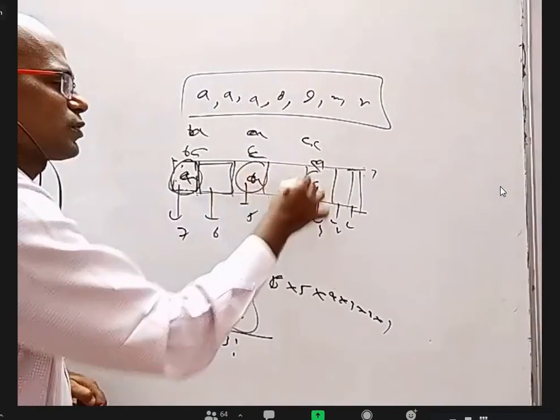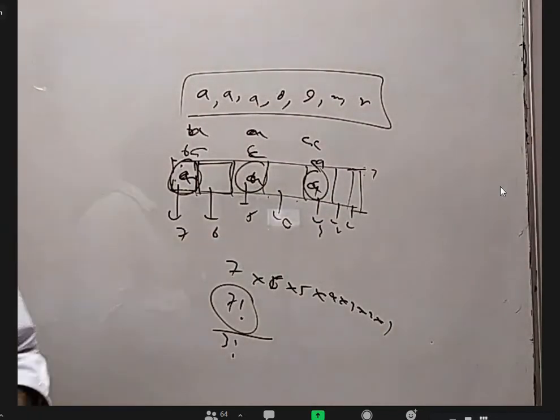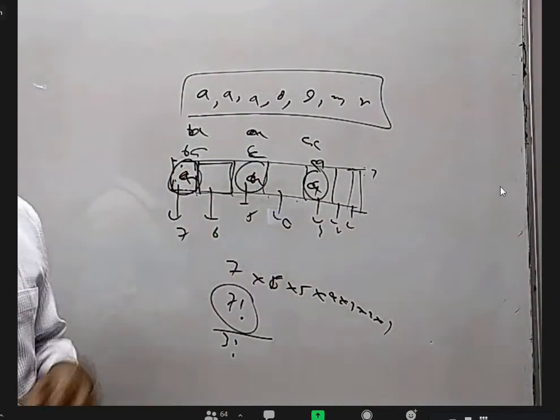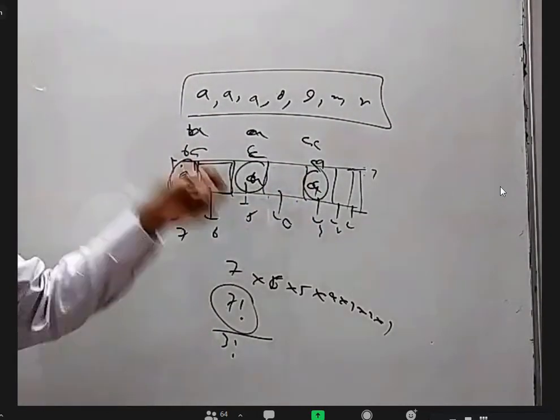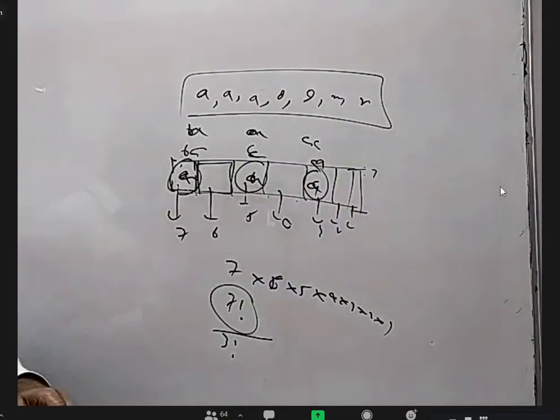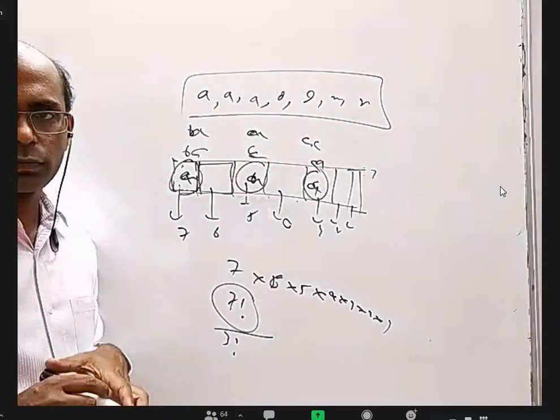I have to fill 3 places using ABC. How many ways? 3 factorial ways. 3 into 2 into 1. 3 ways for filling this, 2 ways for filling this, 1 way for filling this. But all those 3 factorial words will become 1 word only, right? Yes or not? Yes, sir.